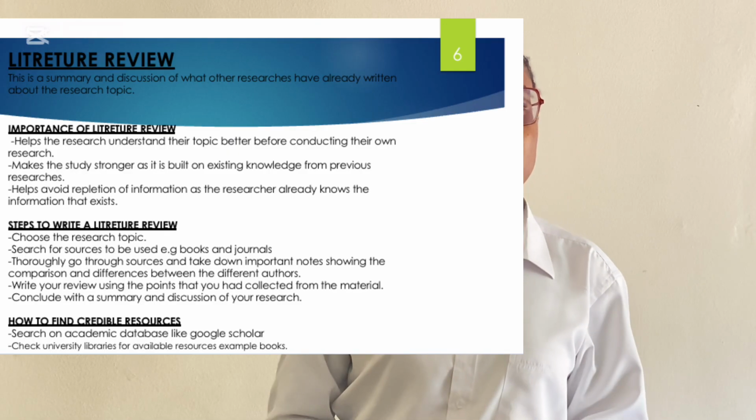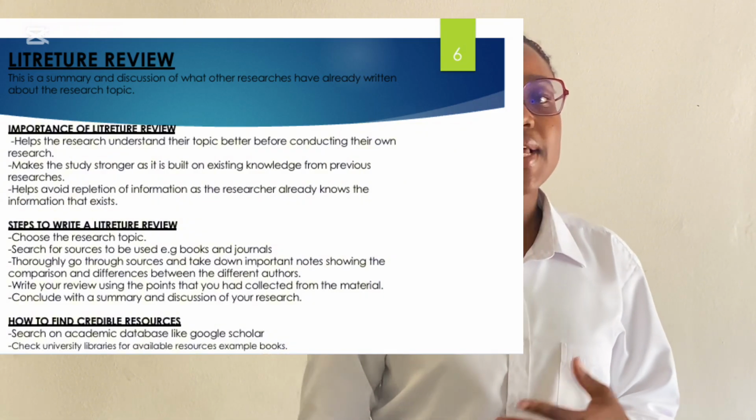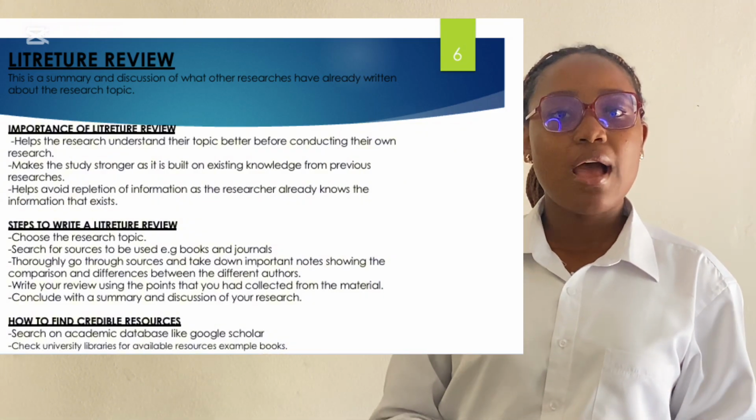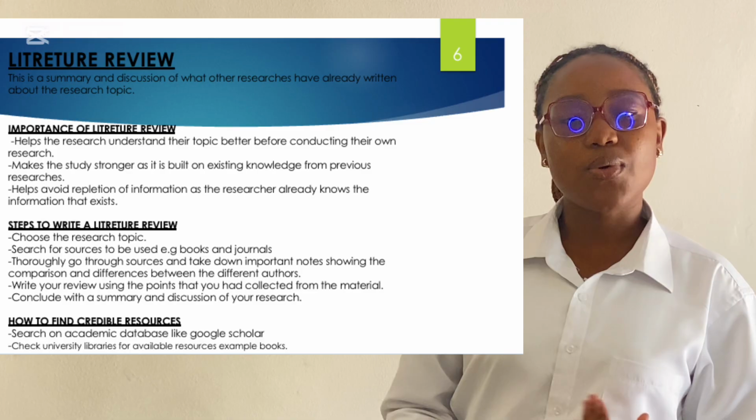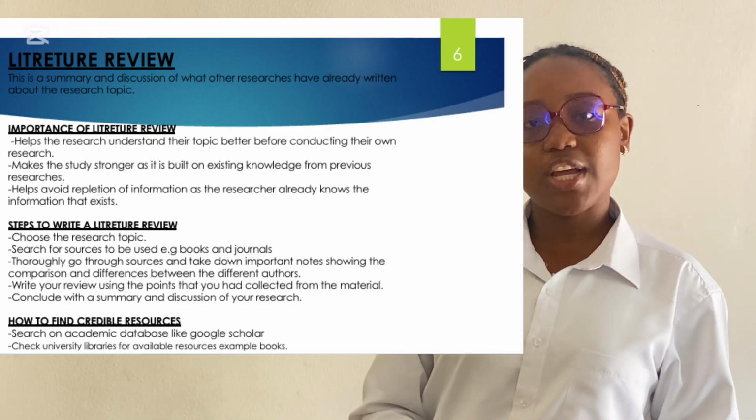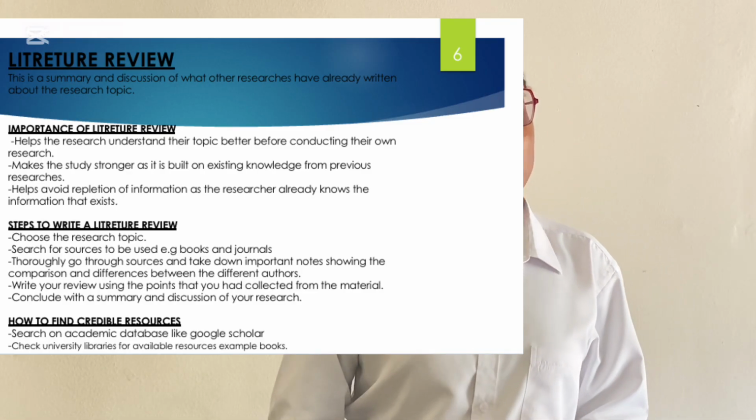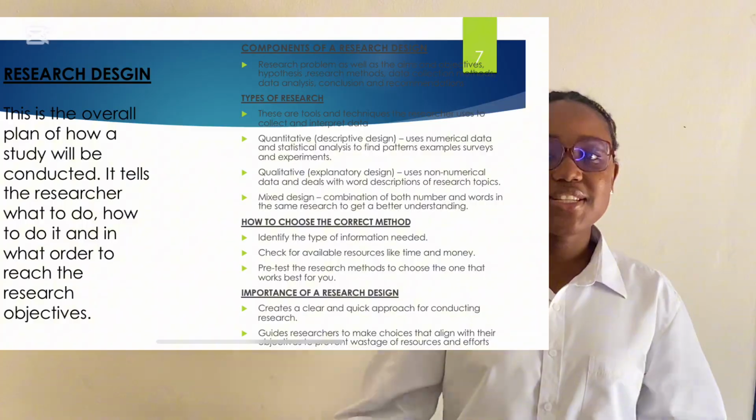Now, how to find credible sources? Firstly, you can search on your academic databases such as Google Scholar, and also you can check your libraries for books and journals. Research design.